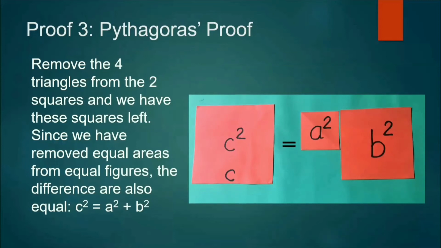Remove the 4 triangles from the 2 squares and we have these squares left. Since we have removed equal areas from equal figures, the differences are also equal. Therefore, C squared is equal to A squared plus B squared.